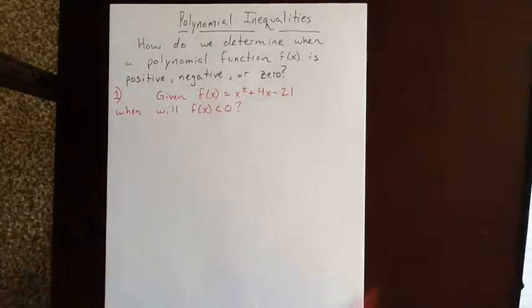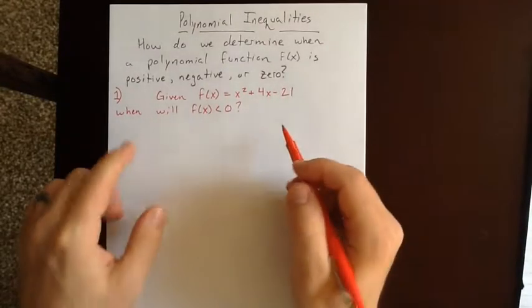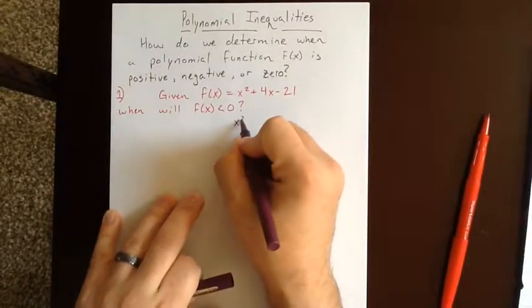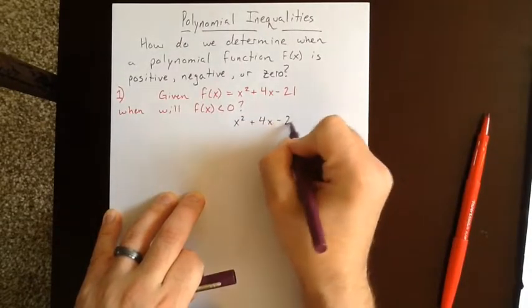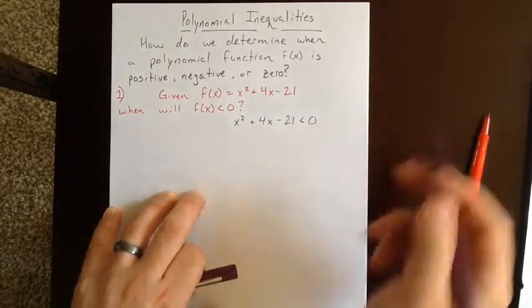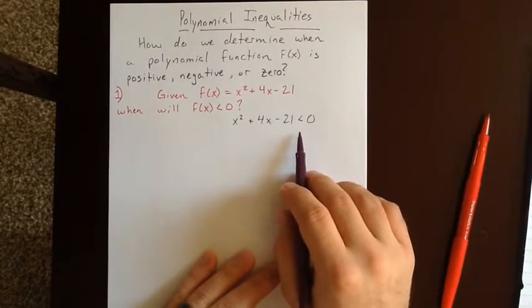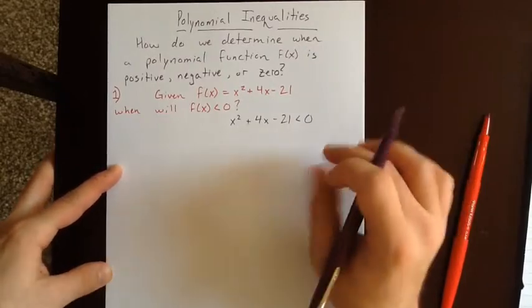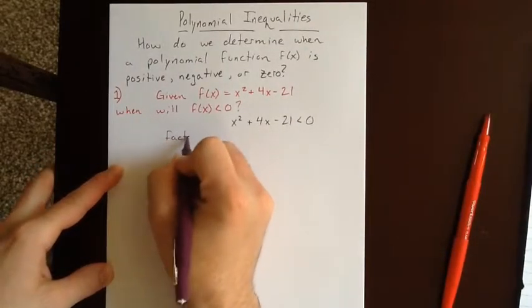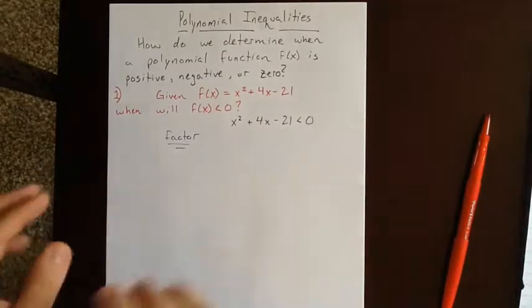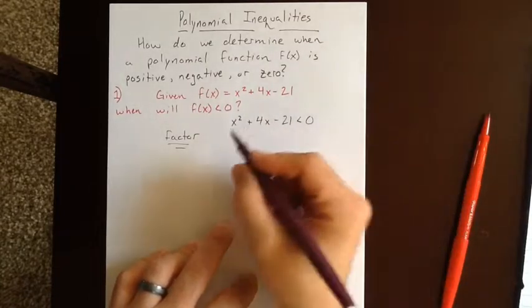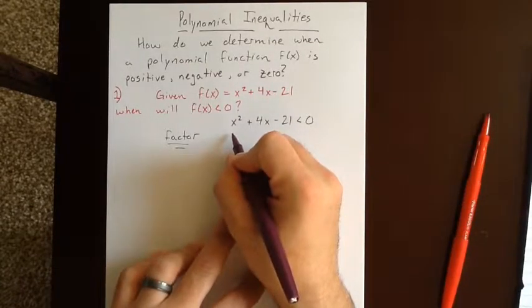Let's say we have a quadratic function, x squared plus 4x minus 21, and we would like to know when the function is less than 0. So we would write our situation as our quadratic expression less than 0. The very first thing we have to do to examine this problem is to factor, if it's not already factored. Factoring this, we get x plus 7 and x minus 3.